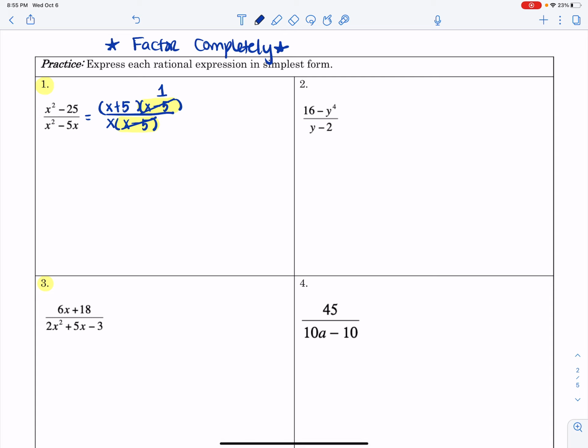Now, you don't really have to write the 1 there. I'm just putting that there for emphasis. Eventually, you would do something like x plus 5 times 1, and the 1 becomes irrelevant. So you could just put x plus 5 all over x. Those are the only things left.